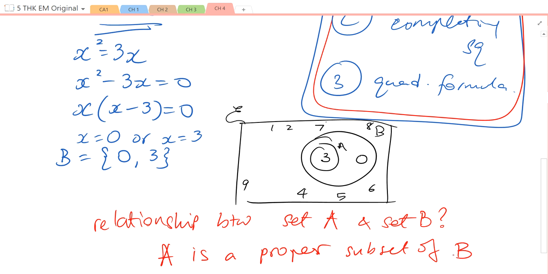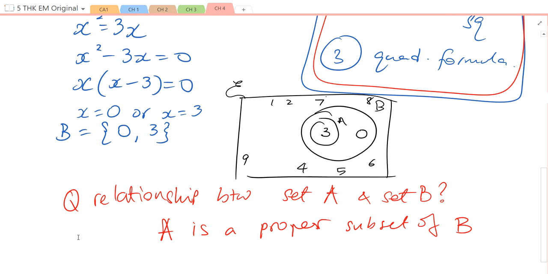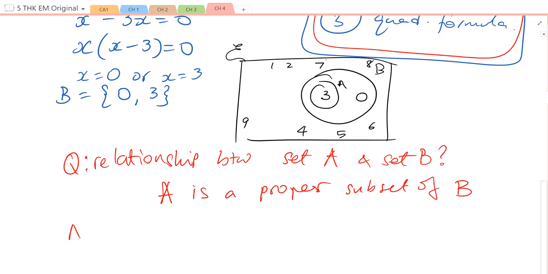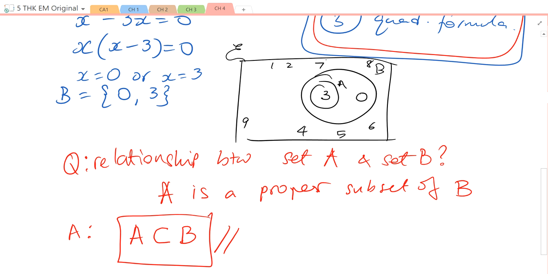So proper subset has two requirements, right? First, it must be a subset. Is everything inside A inside B? Yes. Is A equal to B? No. Therefore, it is a proper subset. So when I ask for this question, my answer that I expect will be A is a proper subset of B. This is the answer. Okay? You will be tested on writing this. Writing down the relationship. Okay, so that's all for question 7.